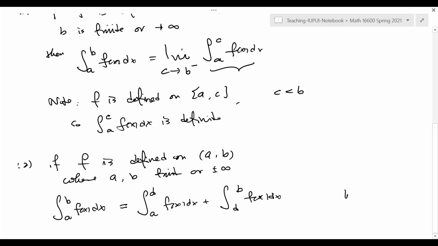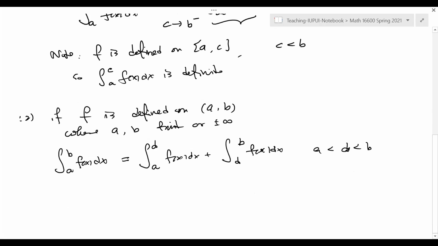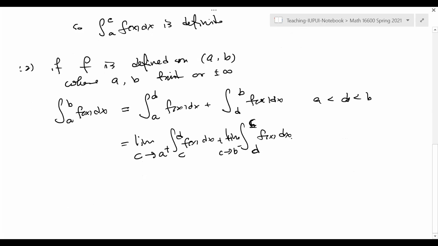Here d is an arbitrary number between a and b. For the first integral you use a right limit, where c approaches a from the right-hand side, of the integral from c to d of f of x dx. For the other one, c approaches b from the left-hand side. So you have to divide the interval into two cases.